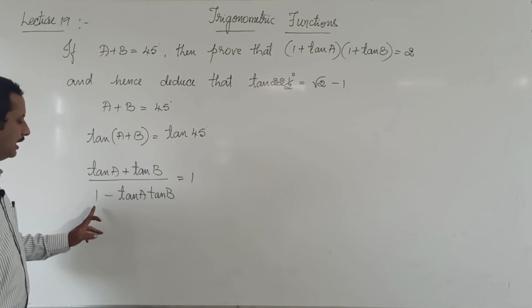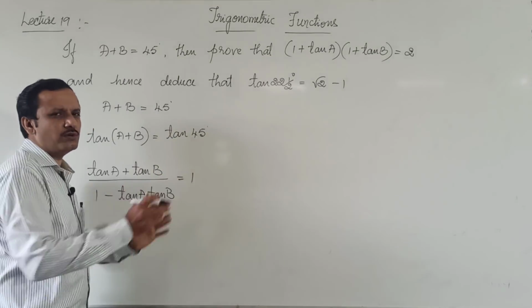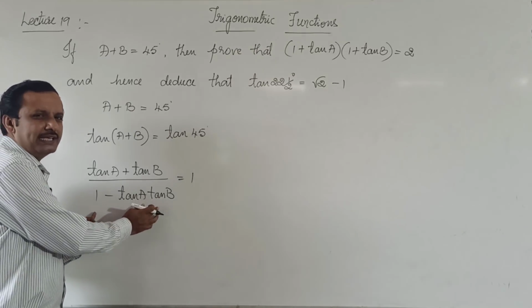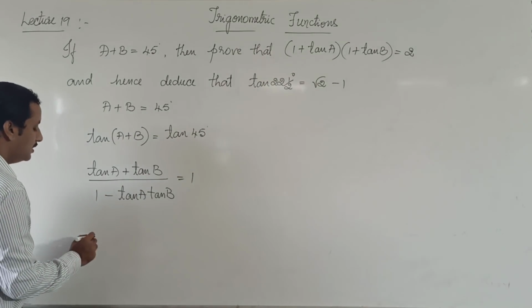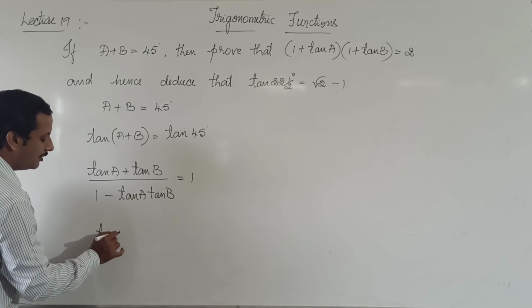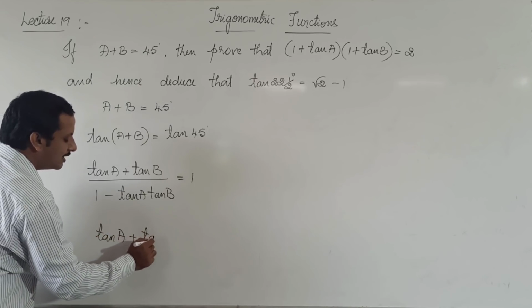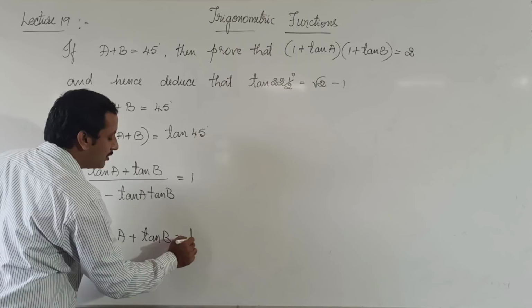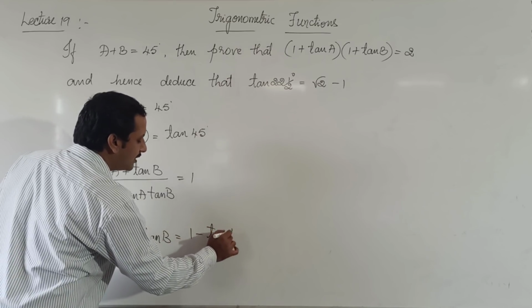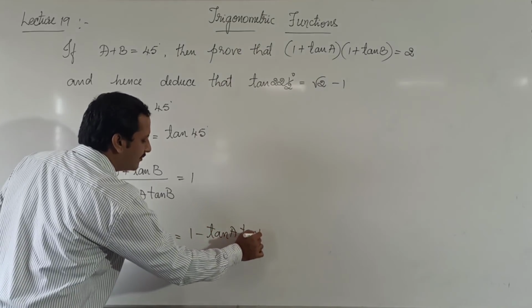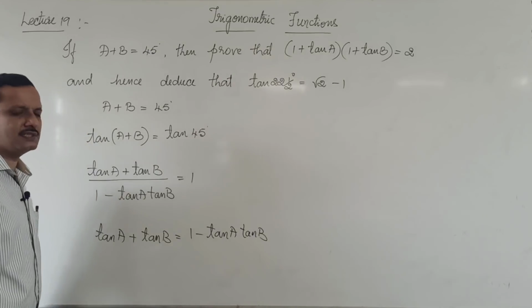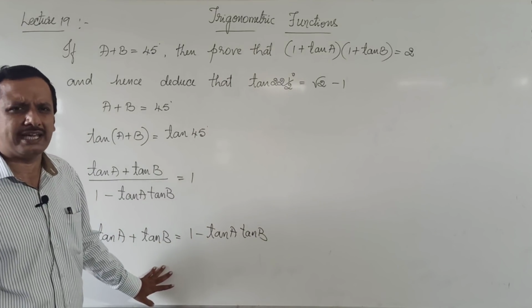Okay. Now, take this 1 minus tan a tan b to RHS. Cross multiply. I am taking this factor to RHS. So, that will give you tan a plus tan b is equal to 1 minus tan a tan b.